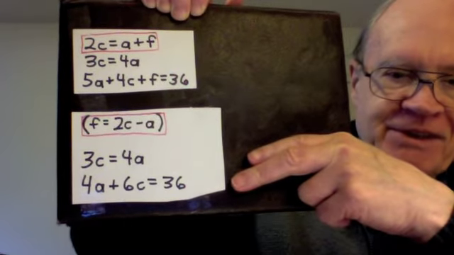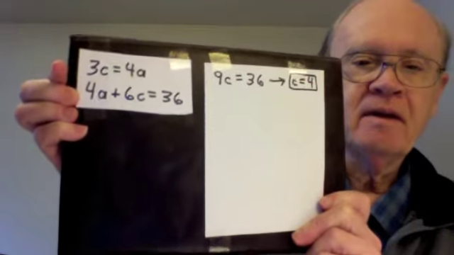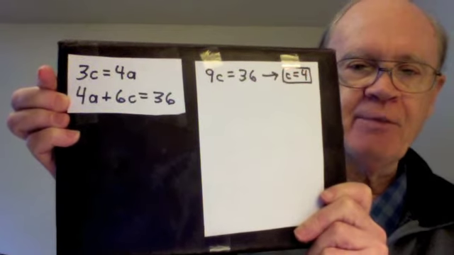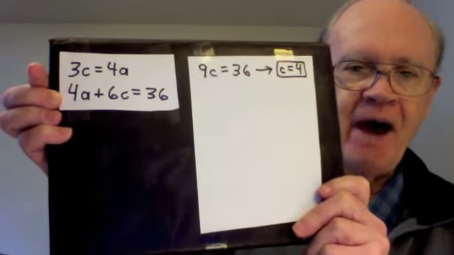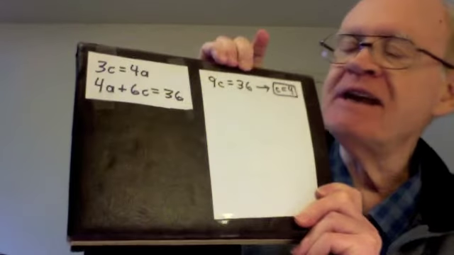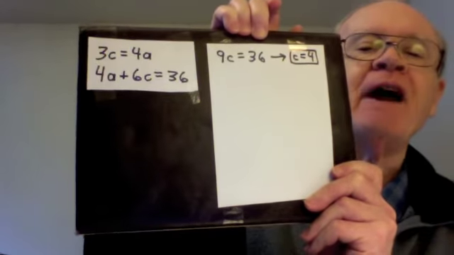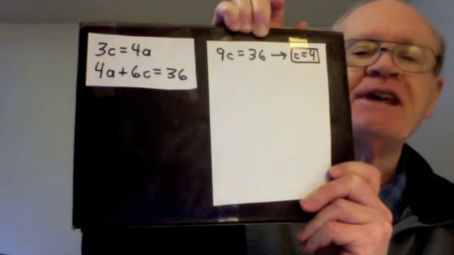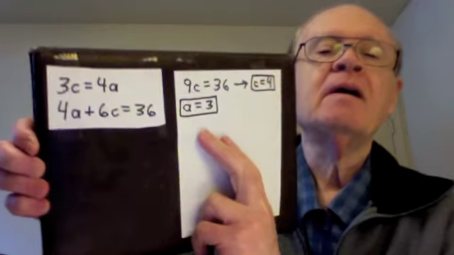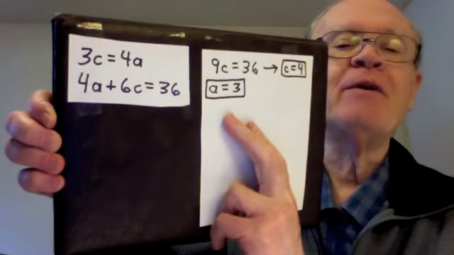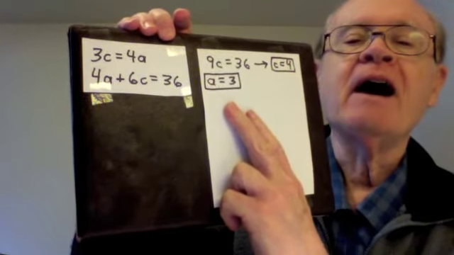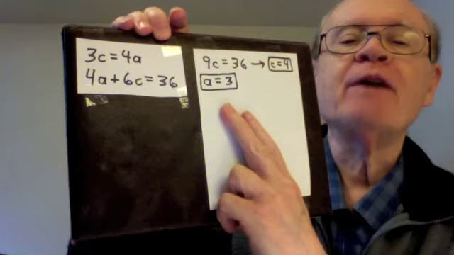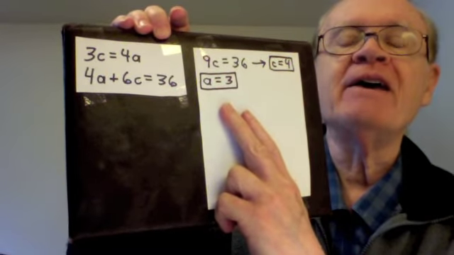The 2 variables are C and A. In the second equation, I replace 4A by its equal, 3C. I combine the C's, I get 9C equals 36. I divide both sides by 9, C equals 4. Substituting that value of C in the equation 3C equals 4A, I get 12 equals 4A, and so A equals 3.